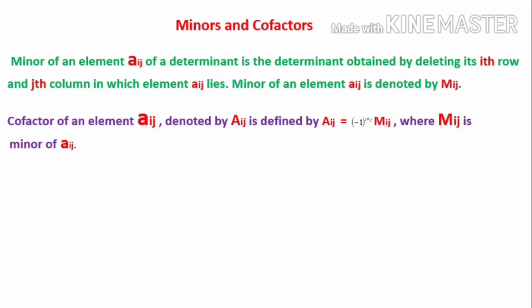For example, if you want to take the cofactor of a11, first we have to write minus 1 the whole power 1 plus 1 into the minor of a11, which means we have to delete the first row and the first column, then write the balance 4 elements as a determinant. So together, that is minus 1 the whole power 1 plus 1 into the minor of a11, together we call it the cofactor of the element aij.